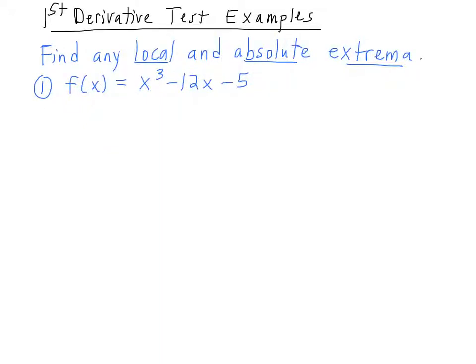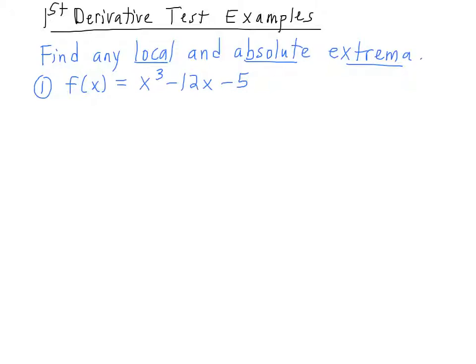Alright, so now we're going to look at some examples where we use this first derivative test, this idea of using the derivative to tell us where a function is increasing and decreasing, and where we might have local min and max values. So we're looking to find both local and absolute extrema. Extrema is just a fancy word for the extreme values that refers to the min and the max values. So we're given this function f of x.